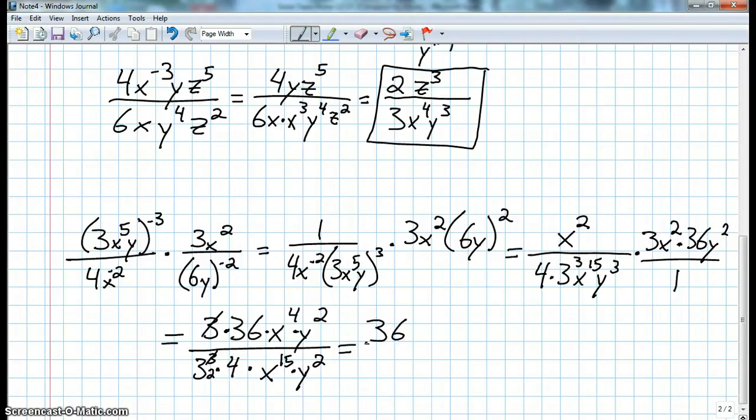This will become 36 in the top. X to the 4th up here and x to the 15th down here. We still have our 3 squared times 4. This becomes x to the 11th, and then the y's cancel. So moving this forward, we're actually left with 1 over x to the 11th.